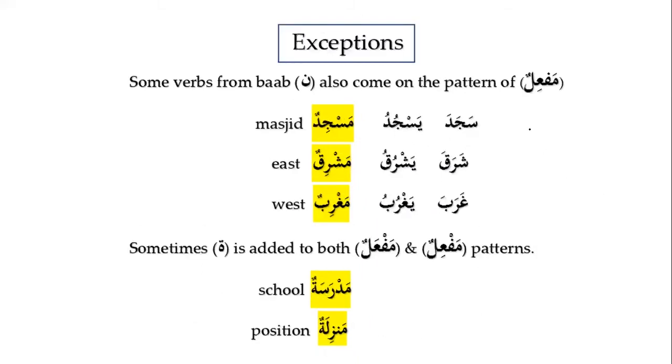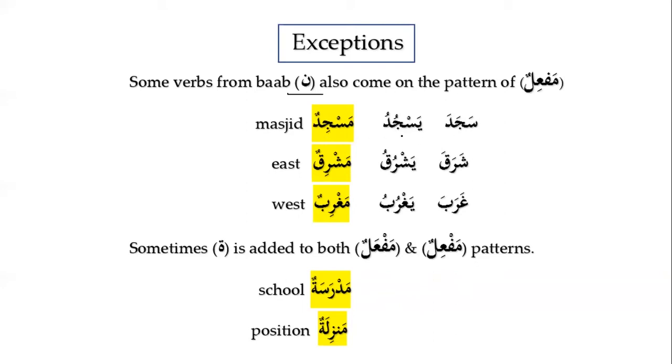And we always know that there are some exceptions to the rules. This is because of the diversity of the Arabic language. In language we make rules, and they are not always 100%. Sometimes there are exceptions to the rules as well. So some verbs, and we are talking about sahih verbs, from bab nasara yansuru, can also come on the pattern of maf'ilun. So this is an exception.